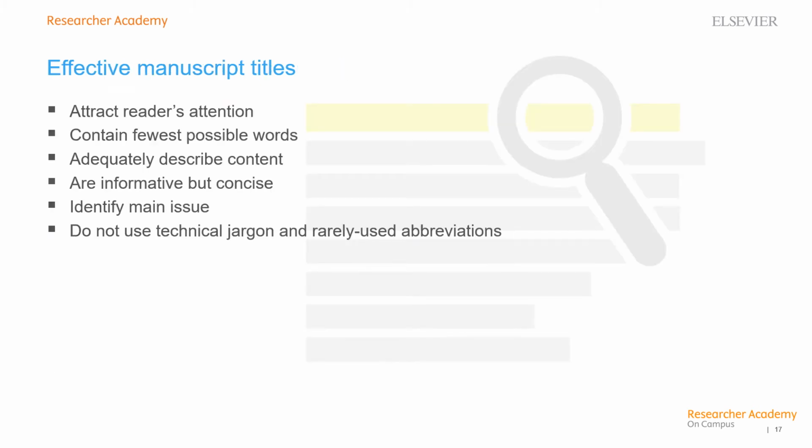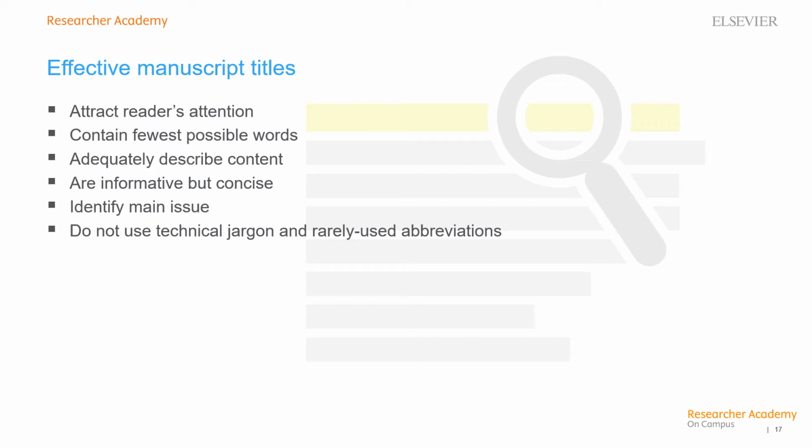Let's look at each section then and what it contains, starting with the title. As you can see here, there are certain characteristics of effective titles. They should attract the reader's attention, contain the fewest possible words, adequately describe content, be informative but concise, identify the main issue, and not use technical jargon and abbreviations, but rather use formal language. I would certainly advise you to discuss the title with your co-authors. In general, I would also say that shorter, memorable titles are better than longer ones.